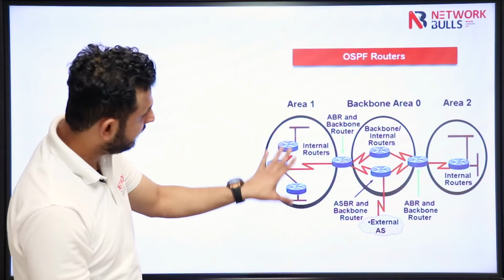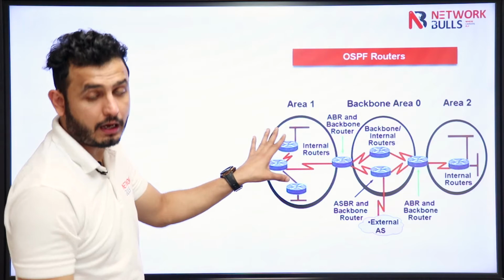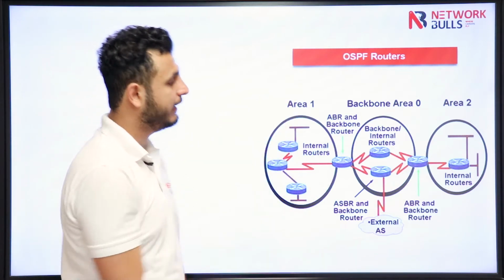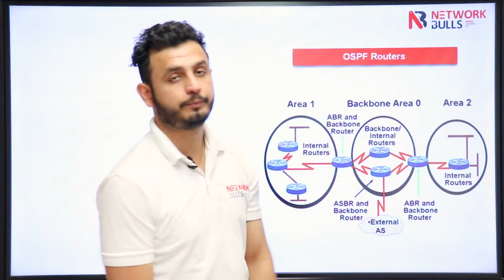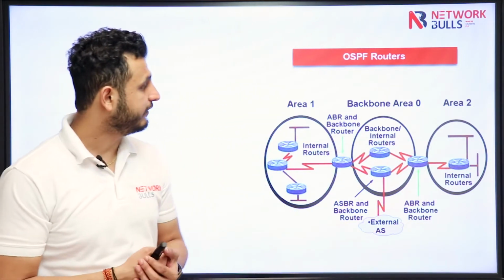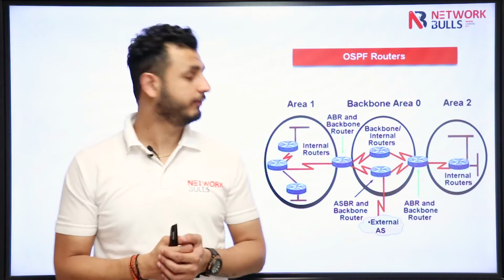So if I talk about these three routers, these three routers are internal routers for which area? Area 1. And this router is internal router for which area? Area 2. Next type of routers that we have is backbone routers.